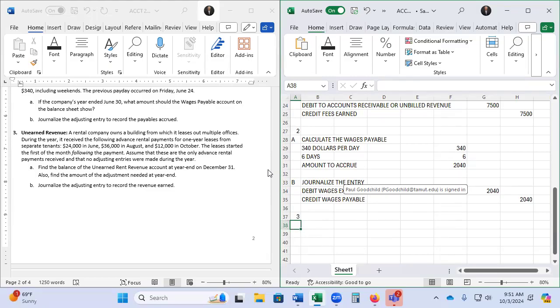Okay, so number 3 says a rental company owns a building from which it leases out multiple offices. During the year, it received the following advanced rental payments for 1-year leases from separate tenants. So we have 24,000 in June, 36,000 in August, and 12,000 in October.